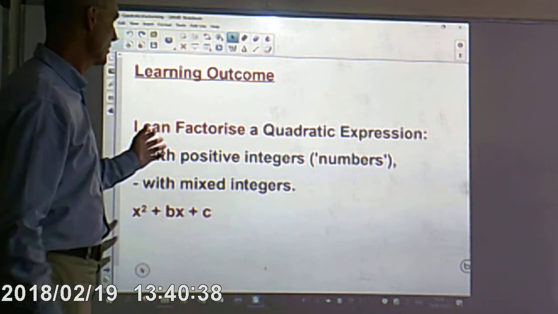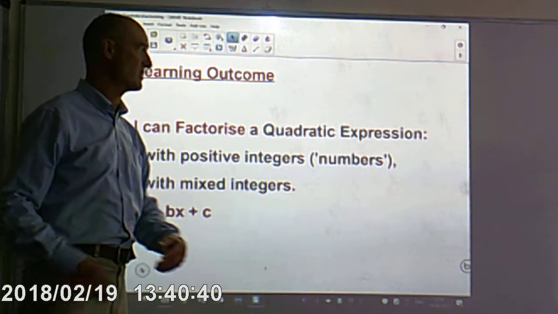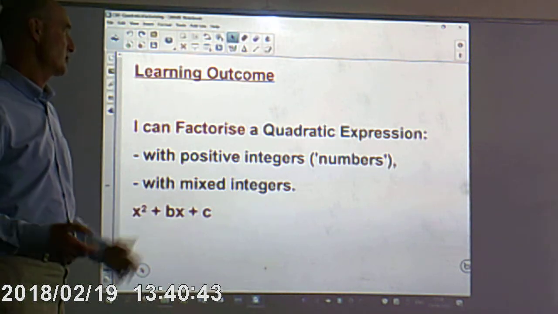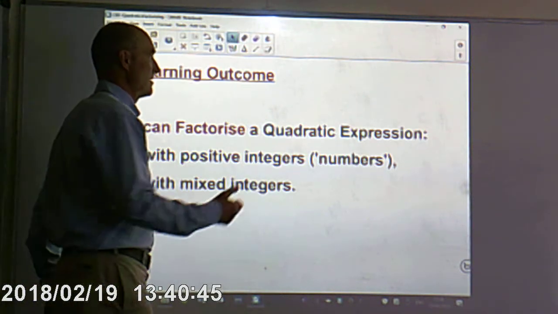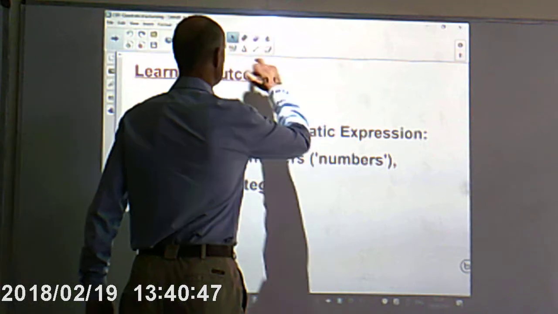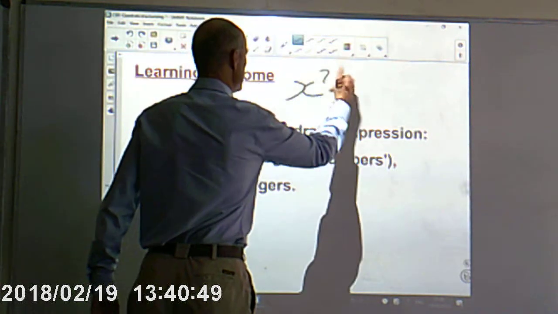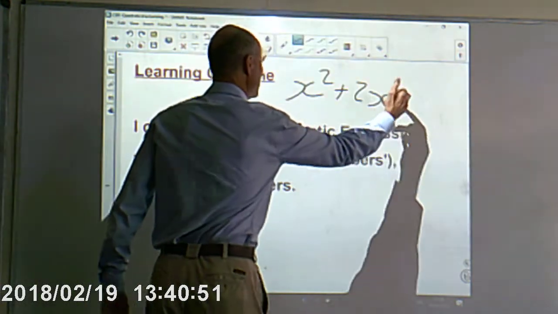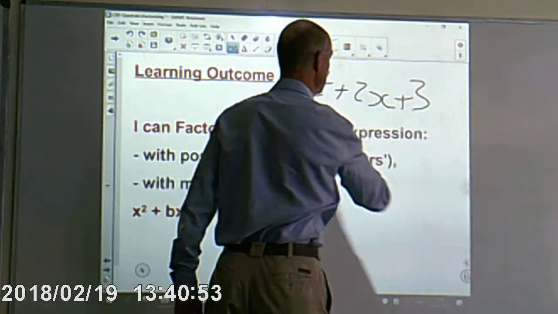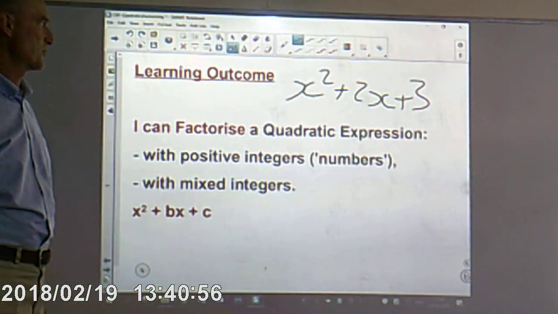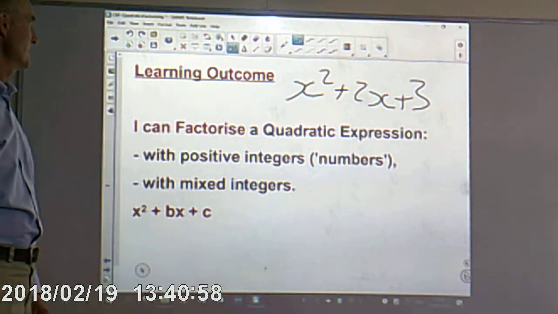Okay, ladies and gents, what we're looking at today is factorising a quadratic expression. A quadratic expression is something that contains a squared term. So, x squared plus 2x plus 3. The quadratic expression has got a squared term in it.